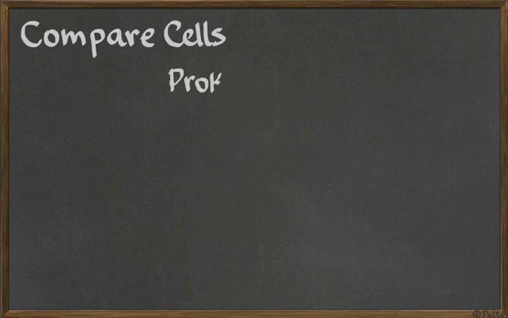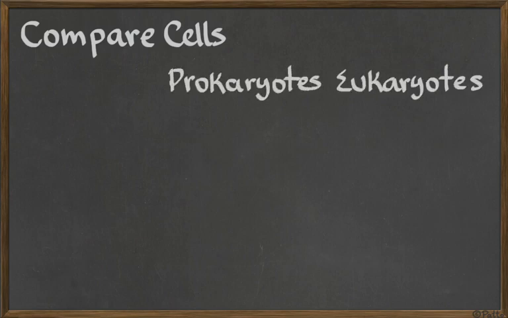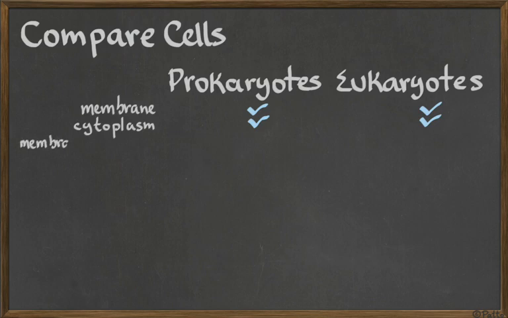Another comparison that you should be able to do is to compare prokaryotic cells with eukaryotic cells. So let's take a look one by one. What about membranes? Think a bit. And yes, both of them have membranes. What about cytoplasm? Yes, both of them have cytoplasm. What about membrane organelles? And the answer here is prokaryotes don't have membrane organelles, apart from some cells that have a mesosome, which is an enfolding of the cell membrane, which could be considered a membrane organelle. It's not separate from the cell membrane. So in the end, no, prokaryotes don't have membrane organelles.